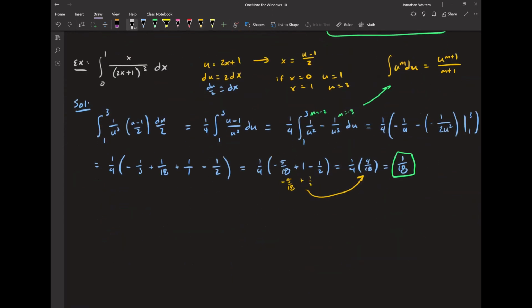Next one. Number 8. So this is basically Stewart Chapter 7, Section 5, 7th edition, number 6. Now we're doing number 8. This is integral t sine t cosine t dt.